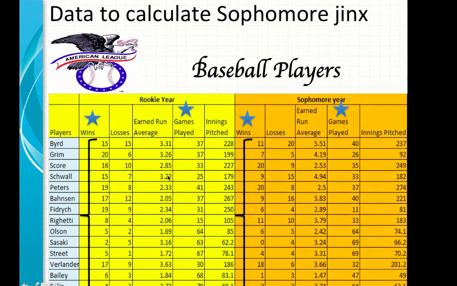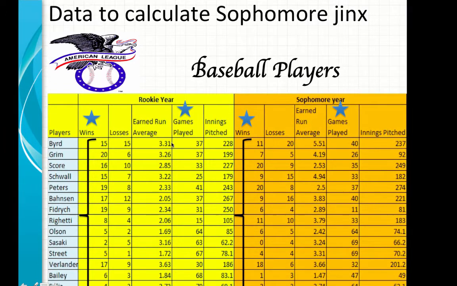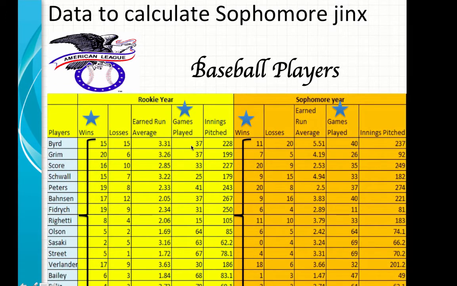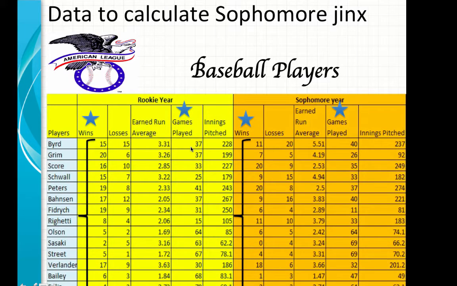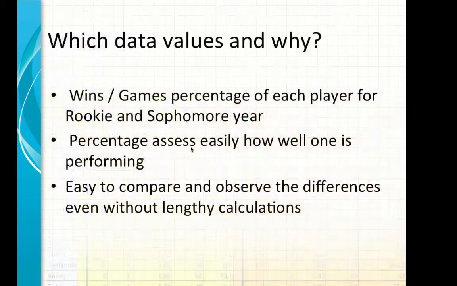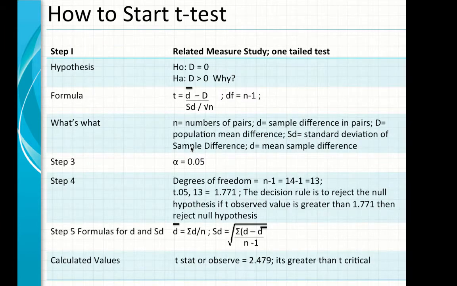What I have done is divide the wins by games played to calculate the percentages, to further calculate the t-test. Why have I used the wins over games percentage for each player? Because I personally feel very comfortable with the percentage value. It's really easy to assess how well one is performing without getting into lengthy calculations, and to start the t-test.